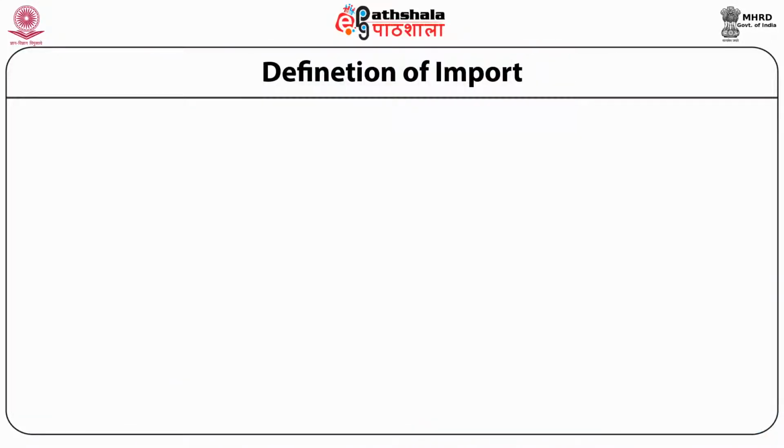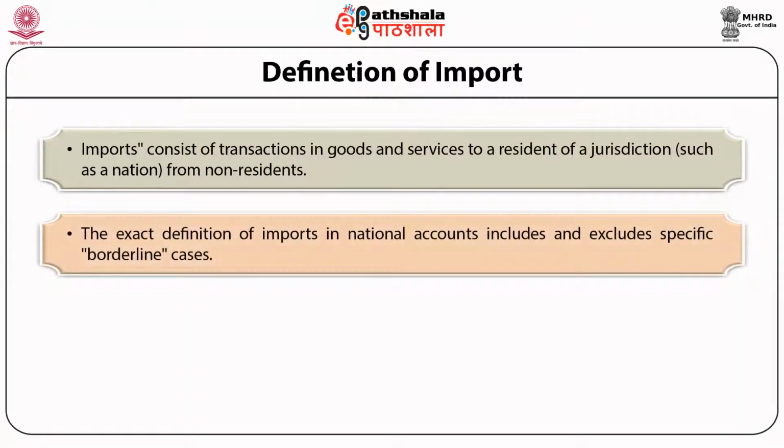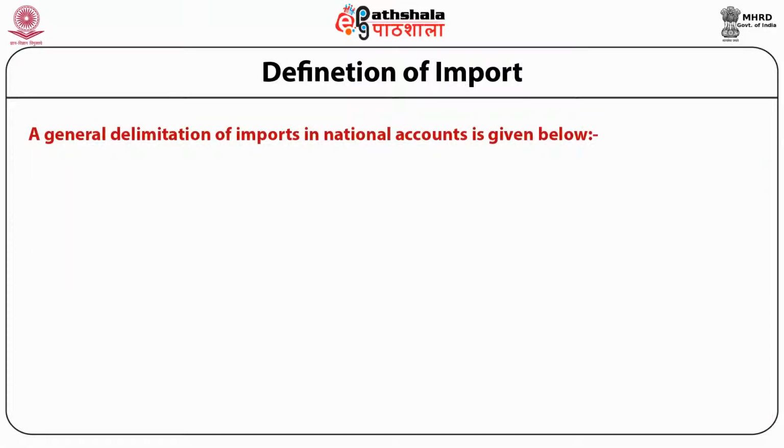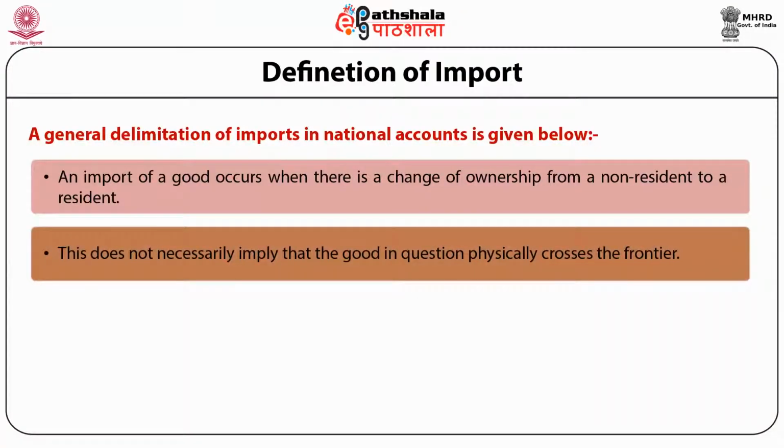Let us now see what is the definition of import. Import consists of transactions in goods and services to a resident of a jurisdiction, such as a nation, from non-residents. The exact definition of imports in national accounts includes and excludes specific borderline cases. A general delimitation of imports in national accounts is given below. An import of a good occurs when there is a change of ownership from a non-resident to a resident. This does not necessarily imply that the good in question physically crosses the frontier.